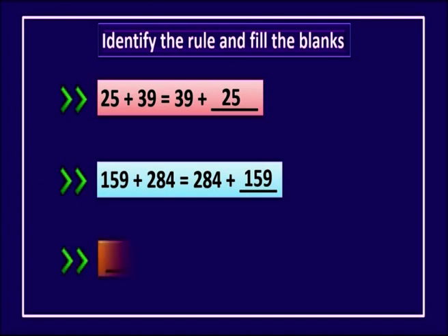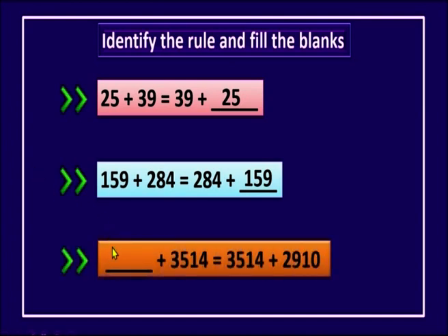Let's see. Now we have a blank plus 3514 equal to 3514 plus 2910. Now can you identify this missing number, children? Yes, you have really done a great job. That is 2910, because the same numbers should be there in both the left hand side of this equal to sign and the right hand side of the equal to sign.